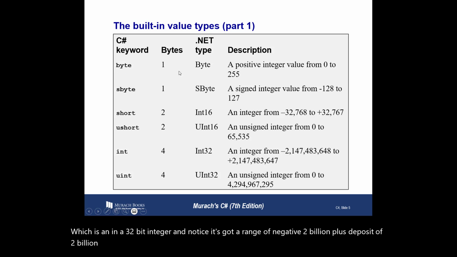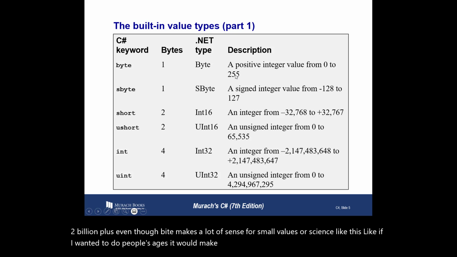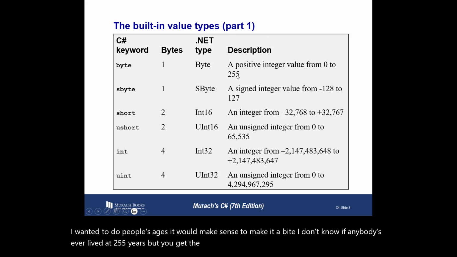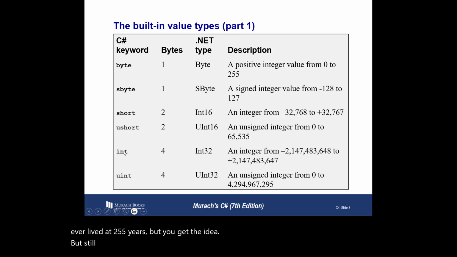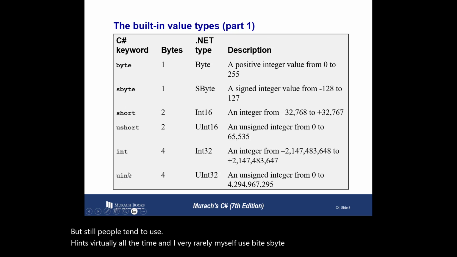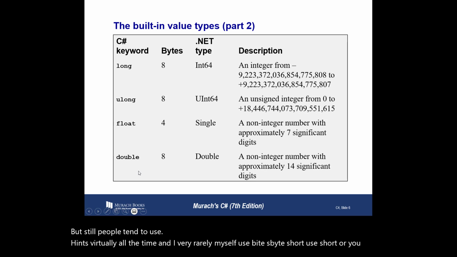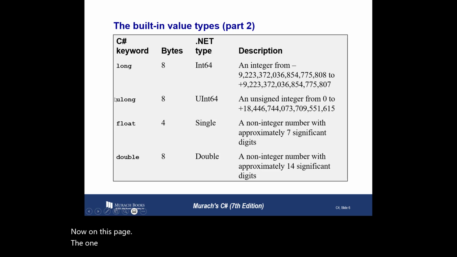Even though byte makes a lot of sense for small values, like if I wanted to do people's ages, it would make sense to make it a byte. I don't know if anybody's ever lived to 255 years, but you get the idea. But still, people tend to use ints virtually all the time, and I very rarely myself use byte, sbyte, short, or uint. Now, on this page, the one I use most of the time, again, is a double.